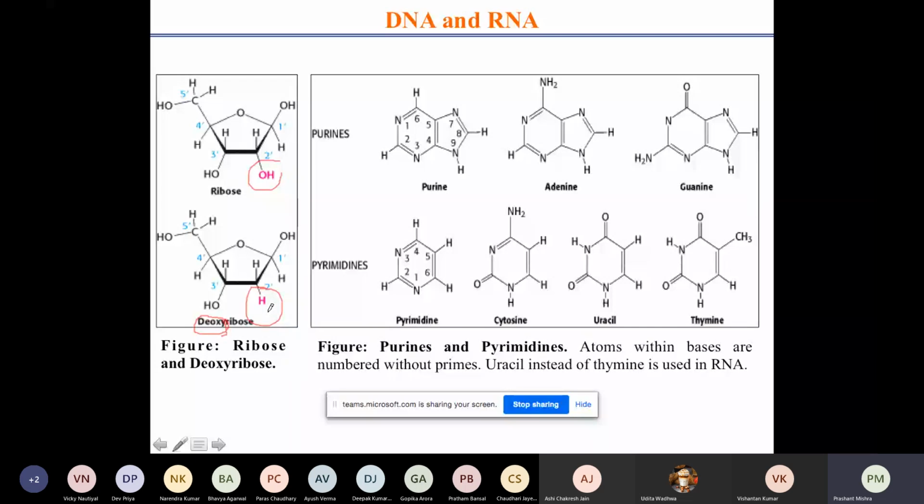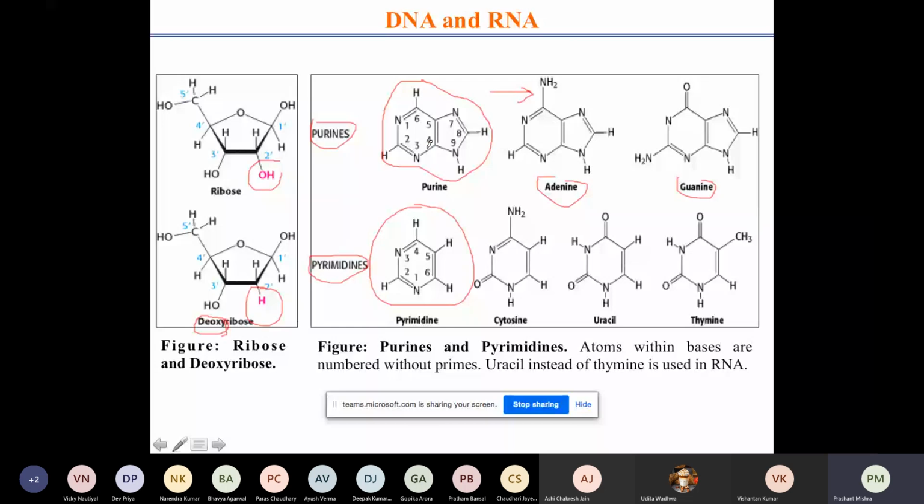Now, looking at another difference. Before I talk about the difference, let me tell you that there are two types of base residues. One is a purine residue, another is a pyrimidine residue. If you look at the purine structure, it is a very interesting structure, which probably has been talked to you earlier. Purine is a parental molecule. It gives rise to two different types of purine residue. One is adenine and the second one is guanine.